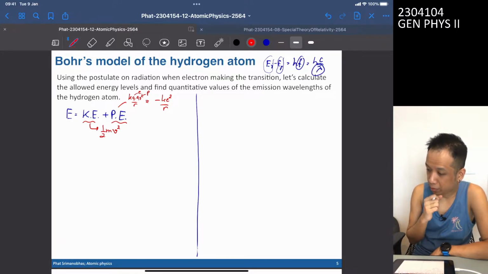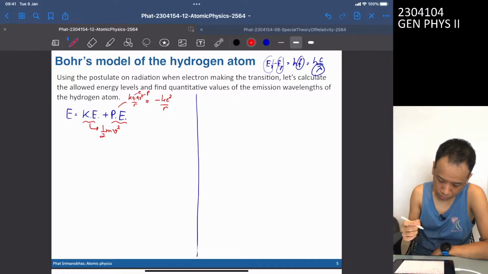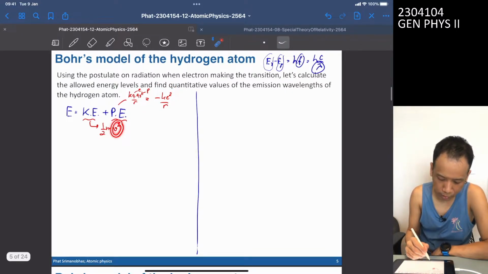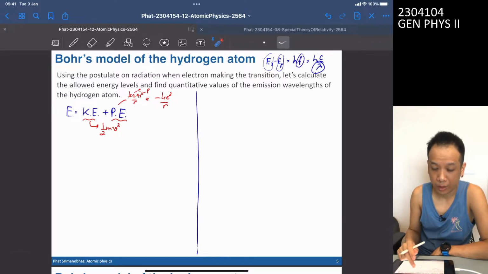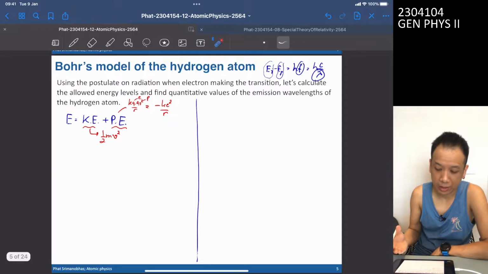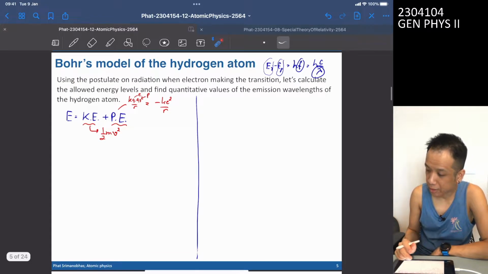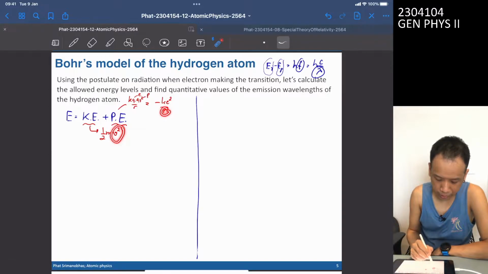Right. So now we're trying to calculate this. If you look at what you have now, you have half of the mv square, and you have ke square over r. What you don't really know is the v square and the r, right? And the r tells you the radius, so we may use that. So what we need to do first is try to eliminate v square, or write it in some form that we can use.